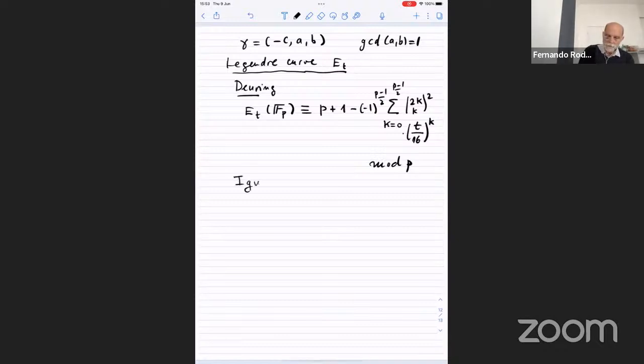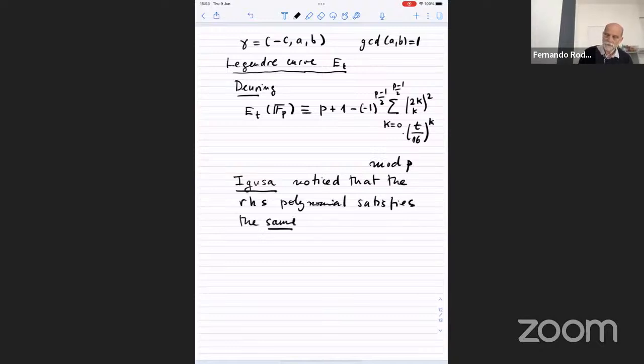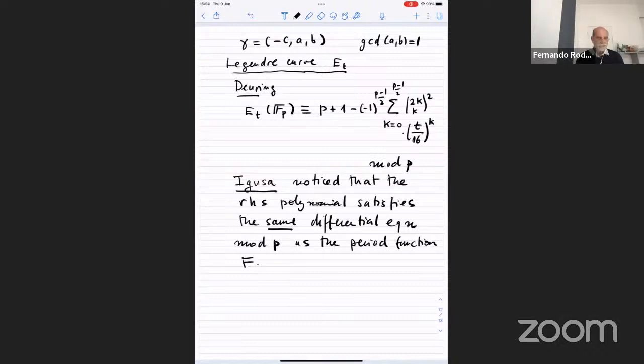Now, Igusa noticed something quite remarkable, that in fact, the polynomial on the right-hand side satisfies the same differential equation, but now mod p, as the period function F. And this, of course, is the starting point for much of the amazing work that Dwork did, connecting differential equations with counting points, and his proof of rationality of the zeta function.